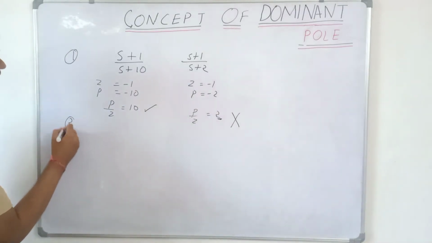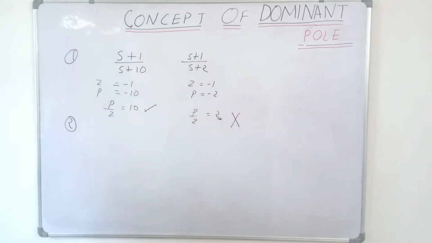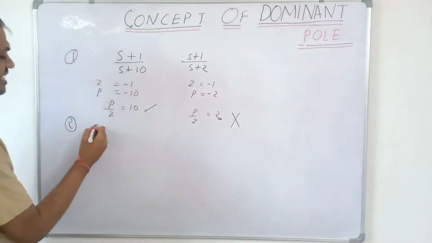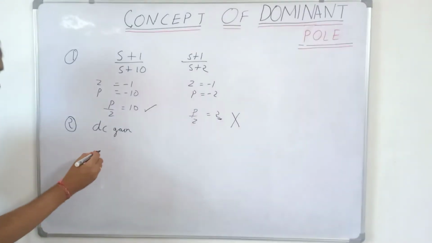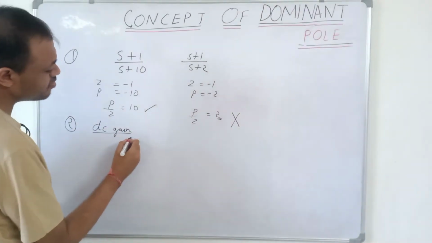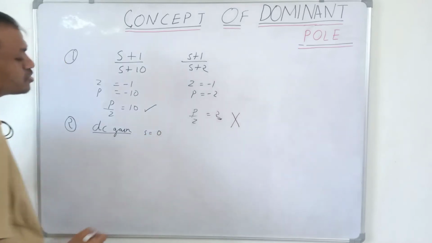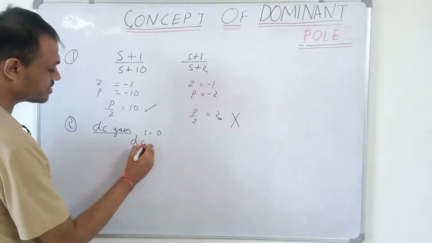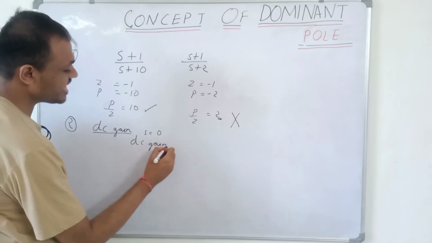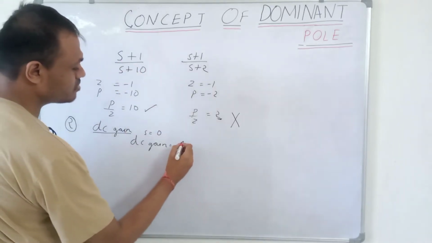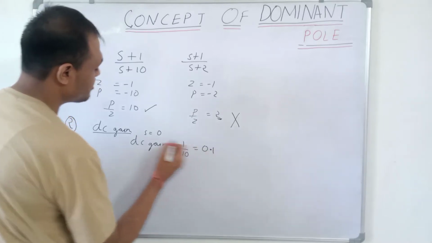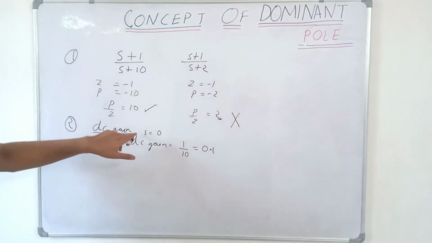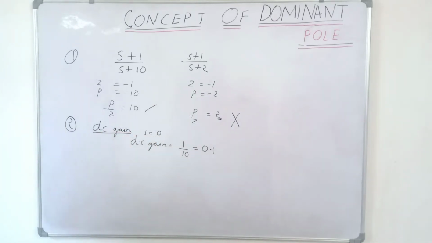Now the second thing is how to apply the concept of dominant pole. So we have to find the DC gain. First we have to find the DC gain. So for DC gain, just put s equal to 0. So here DC gain is, when we put s equal to 0, then it becomes 1 upon 10. So it becomes 0.1, because DC gain means frequency is 0. So we are equating the frequency to 0. So here DC gain is 0.1.